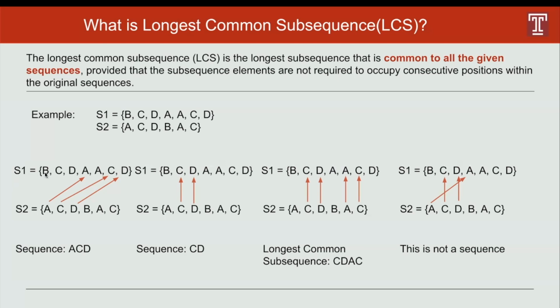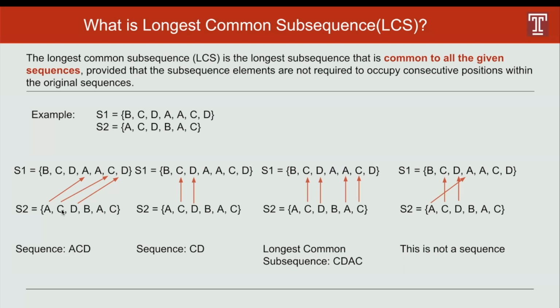For example, S1 is BCDAACD, and S2 is ACDBAC. Let's compare all those letters with one another. Let's take A. Is B equal to A? No. Is C equal to A? No. Is D equal to A? No. A is equal to A. So yes, we found one element that is common between them. That is one subsequence, so let's enter it.